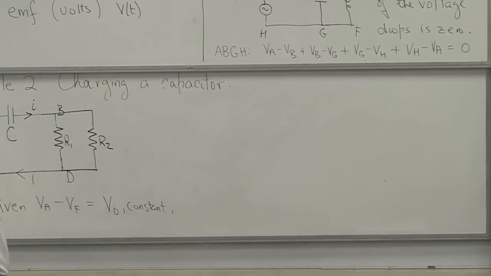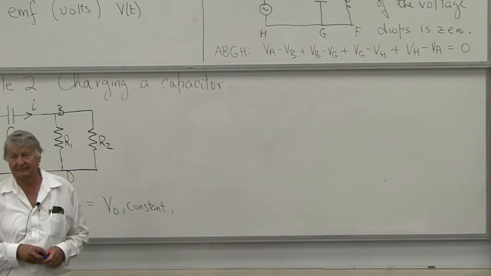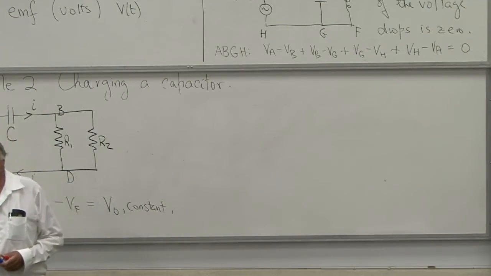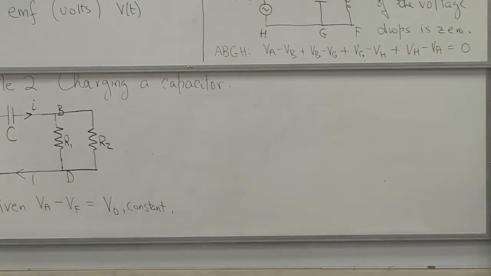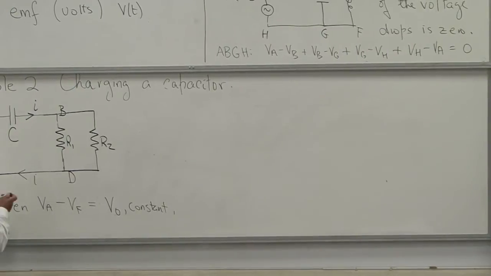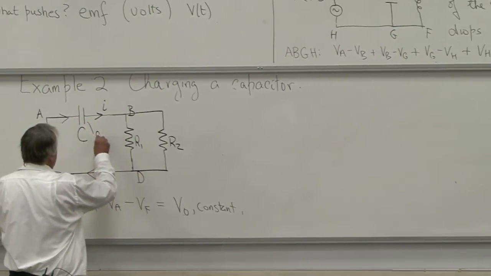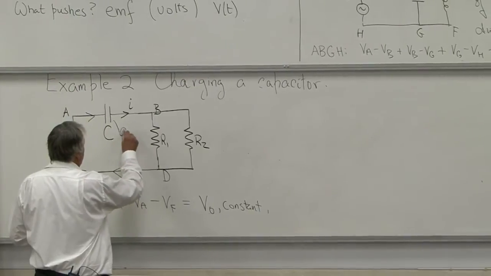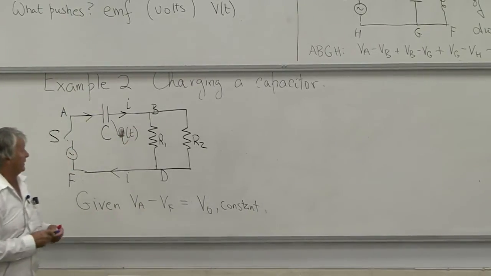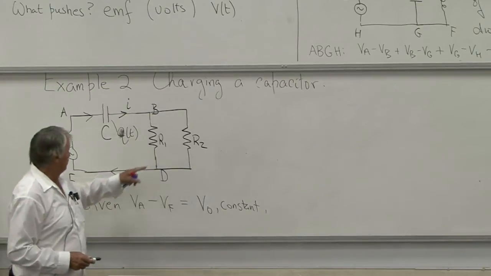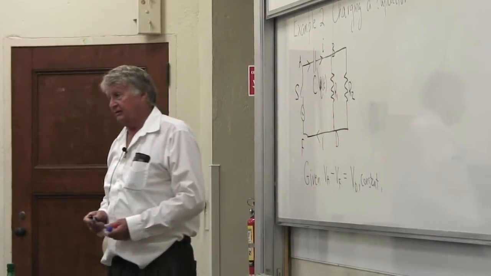Could anybody tell me roughly what the answer is going to be before I even start? What's the question? Well, I want to write down a differential equation for Q of t, the charge on this capacitor. It will contain C, V0, R1 and R2.